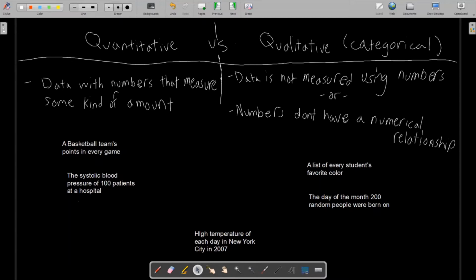And lastly, the high temperature of each day in New York City in 2007. Kind of used this as an example earlier. That will also be quantitative.